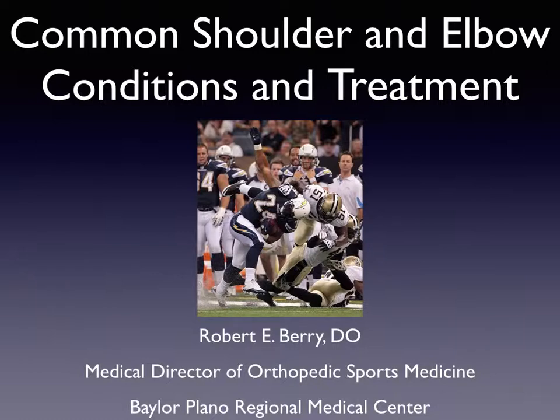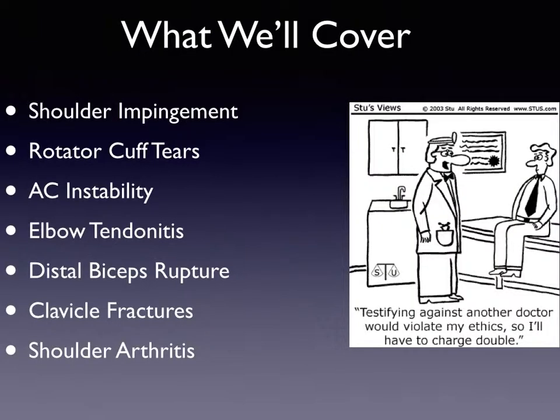With this presentation, we're going to discuss common shoulder and elbow conditions and their treatment. We're going to talk a brief bit about shoulder impingement, rotator cuff tears, acromioclavicular joint instability, tendonitis around the elbow, biceps rupture distally or towards the elbow region, collarbone or clavicle fractures, and arthritis of the shoulder.